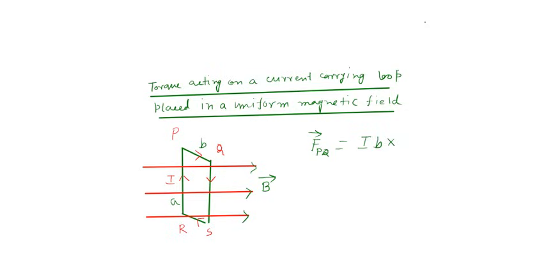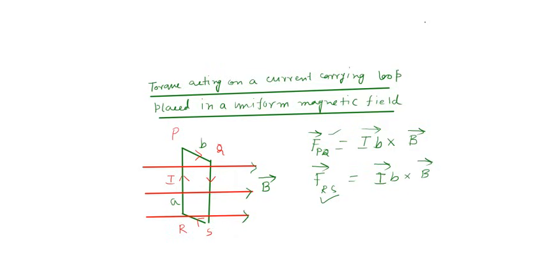So FPQ is I l cross B, so I b cross B. Similarly, the force acting on RS will be I b cross B. Now these two currents are in opposite directions, so they will have the same magnitude, but they will act in the opposite direction. And as is the configuration of this loop here, you can see these two forces will also have the same line of action.